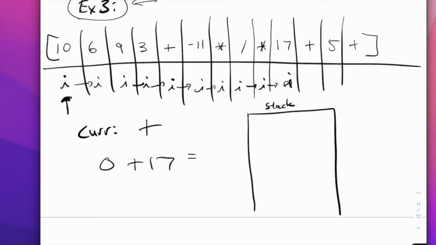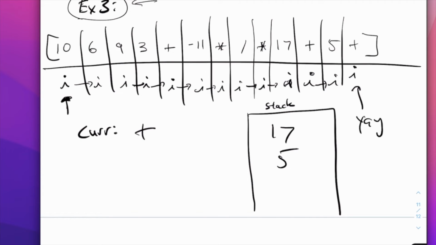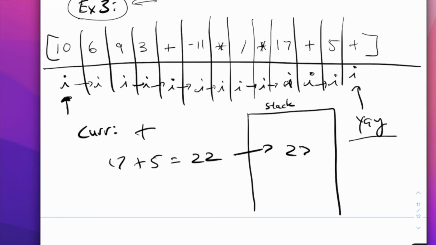Hopefully you're able to see the pattern now. So now 17 is on the stack, so we're I there. And then we move I over here. 17. And 5 is left on the stack. We have plus. This is at the very end here. Yay. And we're at 17 plus 5, and that is equal to 22. And then what we do is push 22 onto the stack.